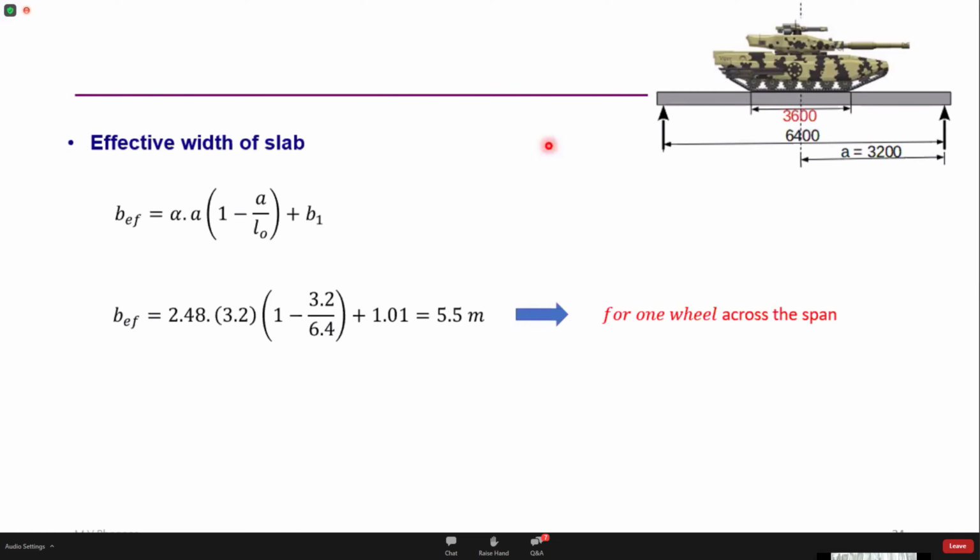That is the width of the dispersion through the slab. So I get the dispersion of the load along the width as 5.5 meters. This is the length of the load that is getting dispersed through the slab. This is for one wheel. So I can do it here.